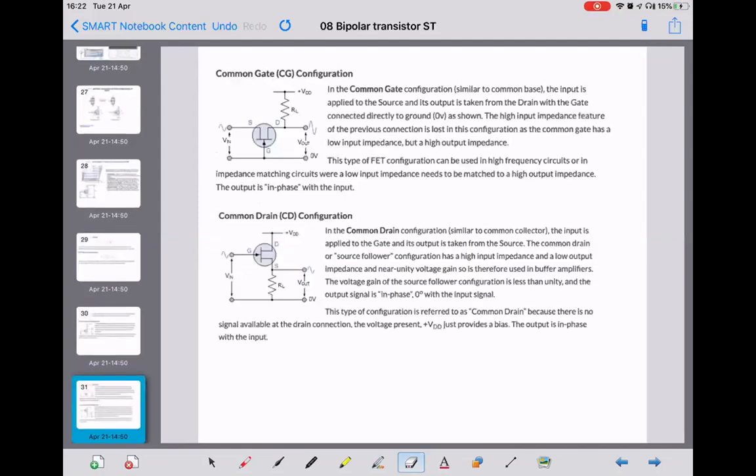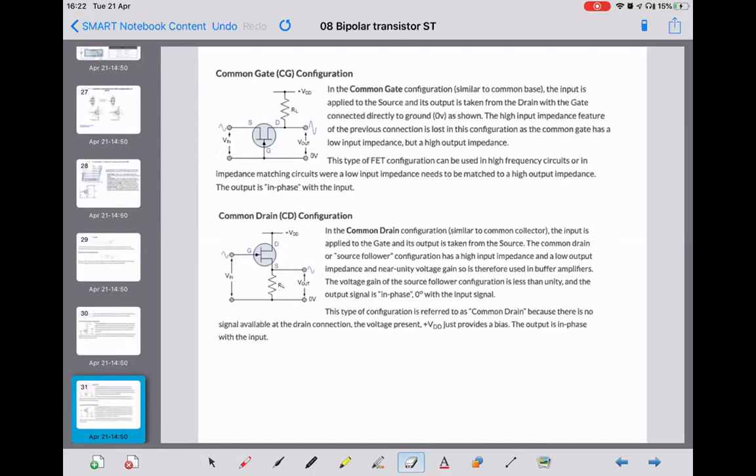And then we've got common gate. This is where the gate is connected to both the input and output, and it's generally used in high frequency circuits and where you want to impedance match. So you have a low impedance input, so where we want to match that and get the maximum power from a source, we can do that easily with that common gate configuration.